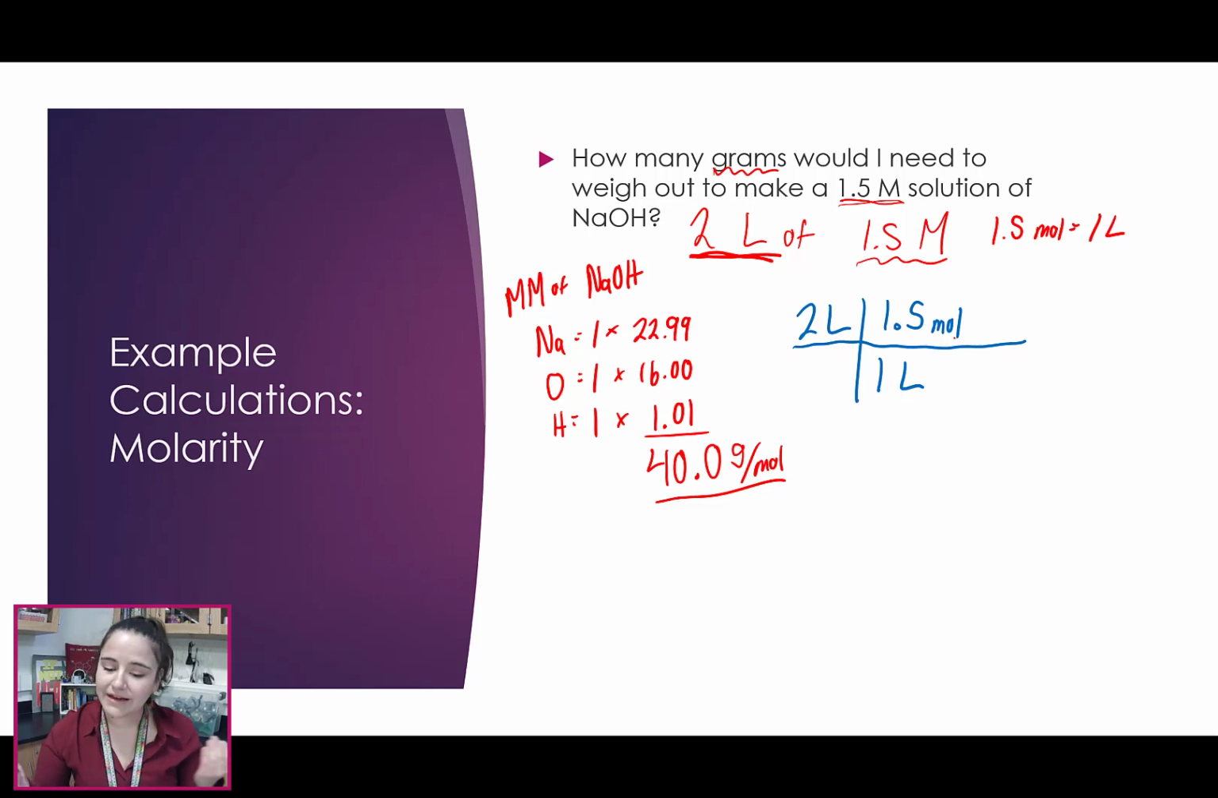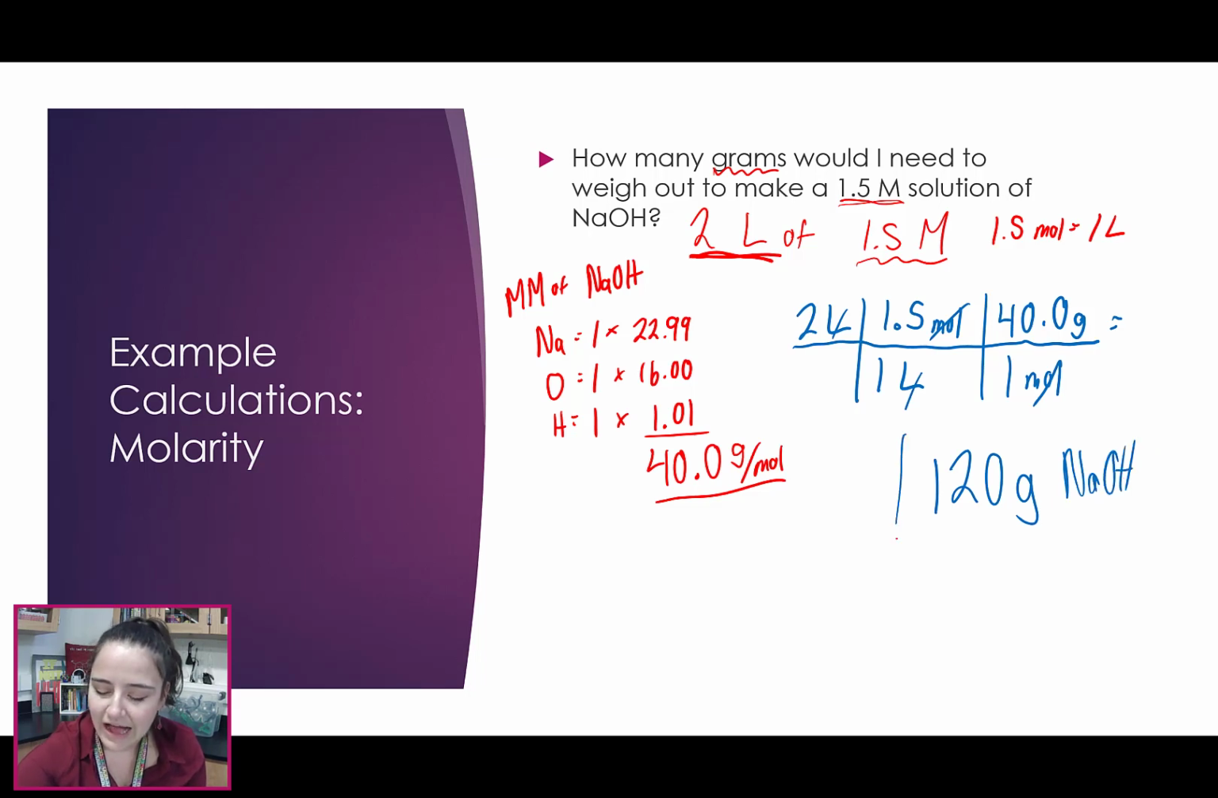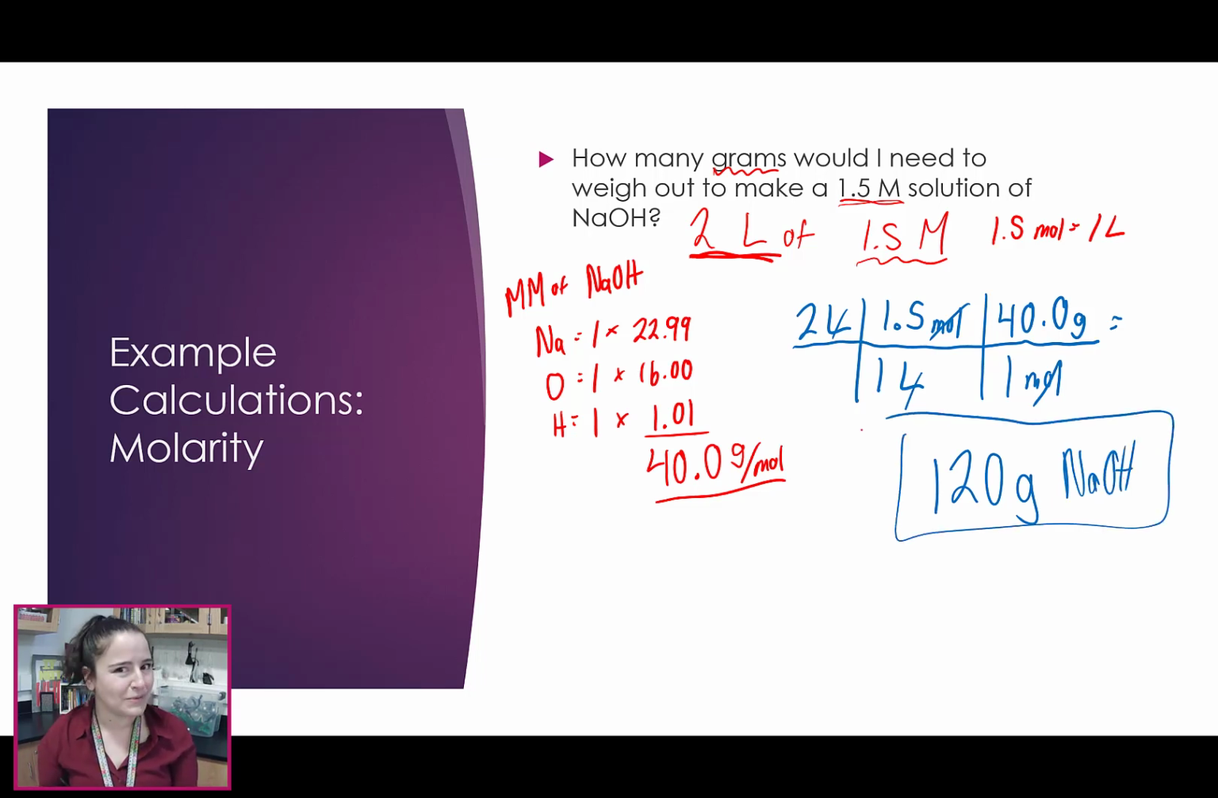But I want to know grams. So how do I convert from moles to grams? Molar mass. So I know that 1 mole of NaOH has a mass of 40.0 grams. So that can cancel out the mole units, and now I have 2 times 1.5 times 40, which gives us 120 grams of the NaOH. I would dissolve that in the 2 liters of water and have my 1.5 molar solution. Okay, cool.